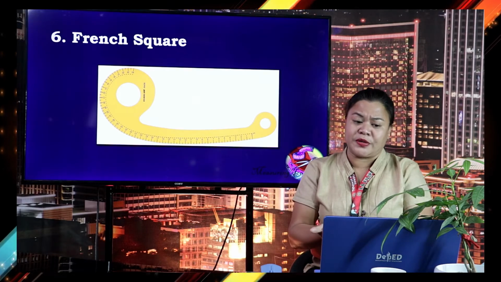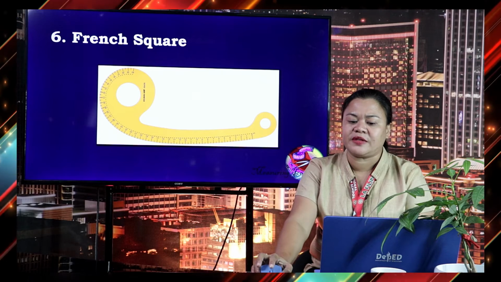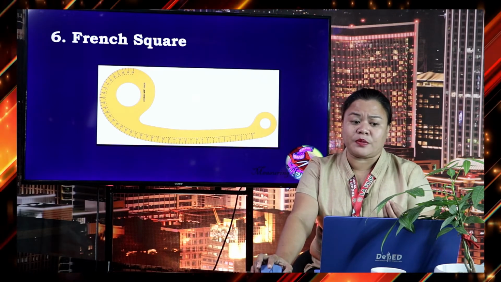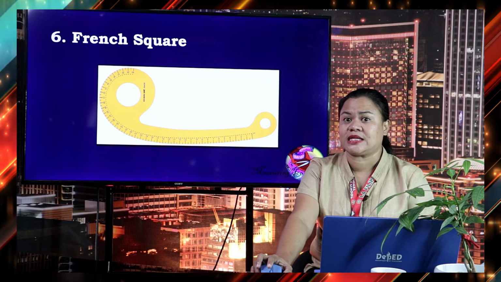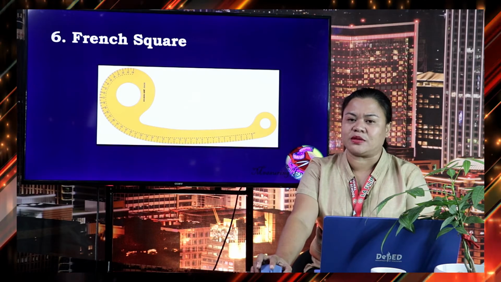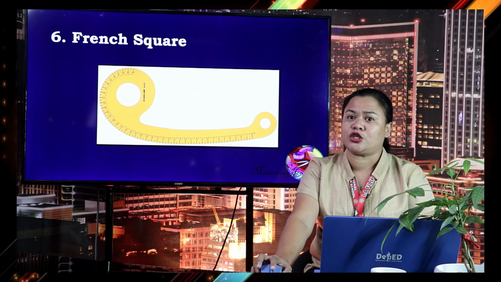Lastly, the last measuring tool is the French square. This is used to shape the depth of the neck hole and armhole of the pattern. Ang forma sa French square is pakurba. So, para ma-shape og tarong ang atong neck hole or sa liog or sa armhole, we're going to use the French square.